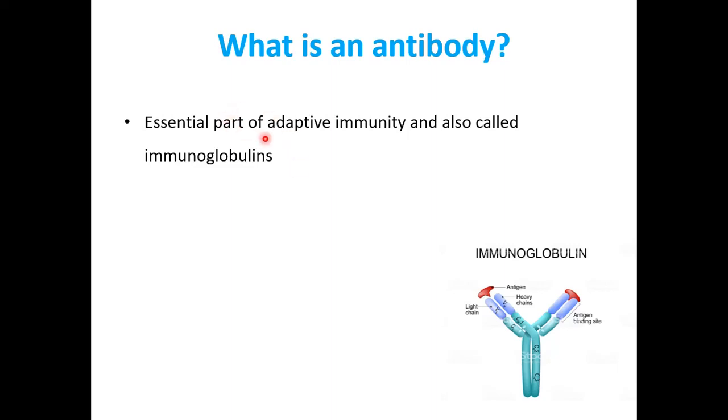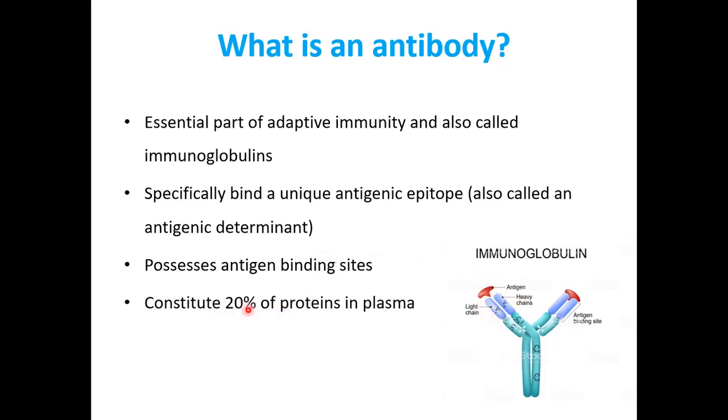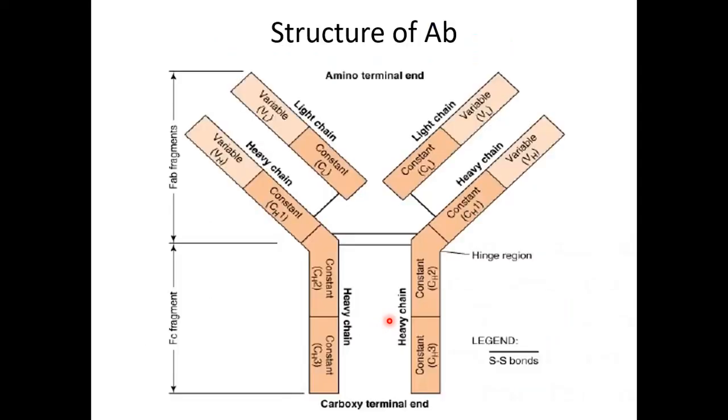Antibody forms the essential part of the adaptive immunity and is also known as the immunoglobulin. They specifically bind a unique antigenic epitope, which is also called the antigenic determinant. Here it is shown in the red color. These antibodies possess specific antigen binding sites and constitute about 20% of the proteins in plasma. They can be monoclonal as well as polyclonal.